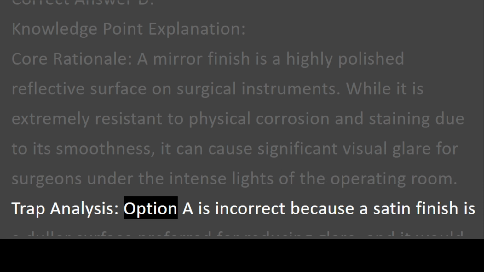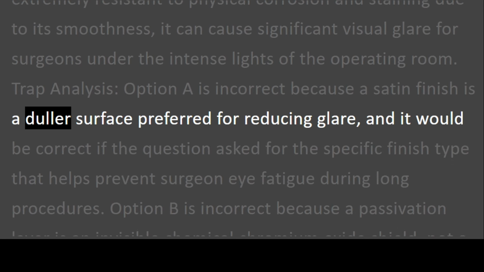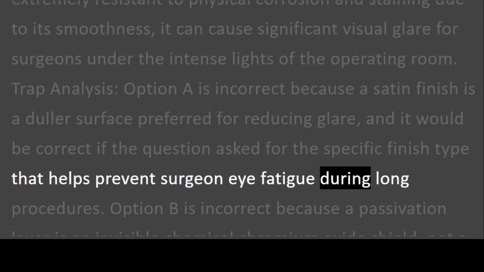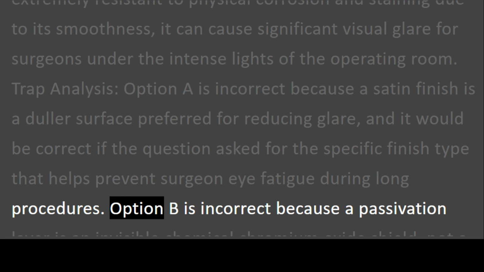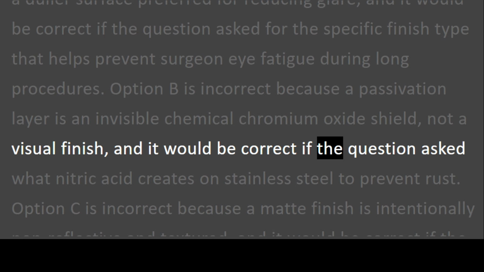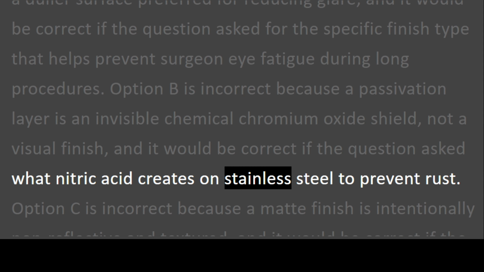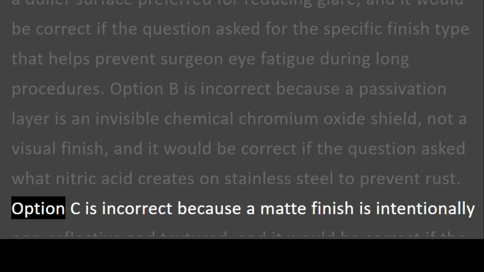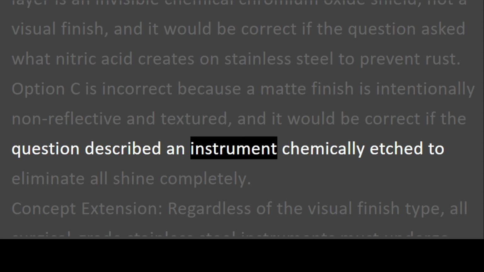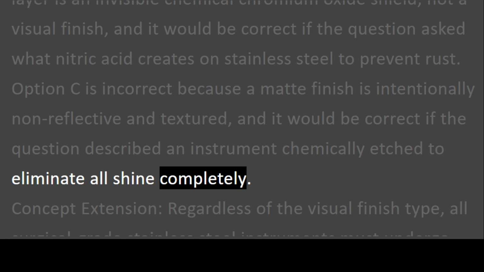Trap analysis. Option A is incorrect because a satin finish is a duller surface preferred for reducing glare, and it would be correct if the question asked for the specific finish type that helps prevent surgeon eye fatigue during long procedures. Option B is incorrect because a passivation layer is an invisible chemical chromium oxide shield, not a visual finish, and it would be correct if the question asked what nitric acid creates on stainless steel to prevent rust. Option C is incorrect because a matte finish is intentionally non-reflective and textured, and it would be correct if the question described an instrument chemically etched to eliminate all shine completely.